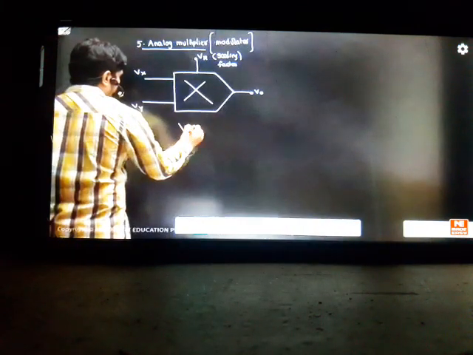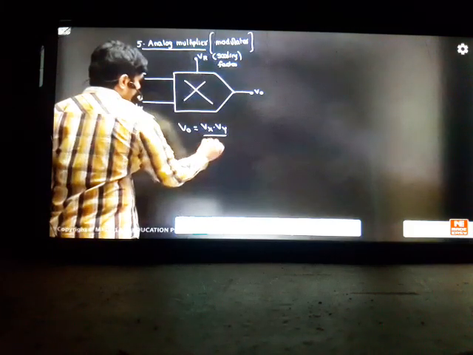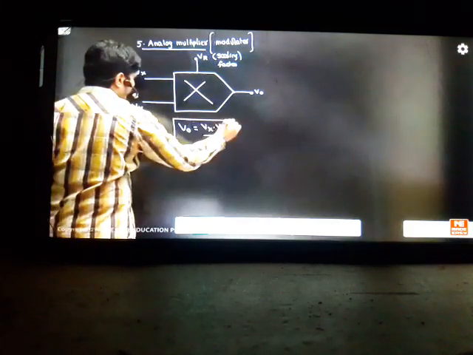The answer for this is a simple form like this. Your output will be equal to Vx into Vy. These are your two inputs. By the scaling factor, which is a DC voltage, that will be divided down. So this is the formula for a multiplier circuit in electronics. So Vx into Vy divided by Vr.